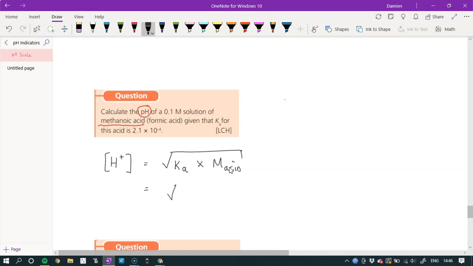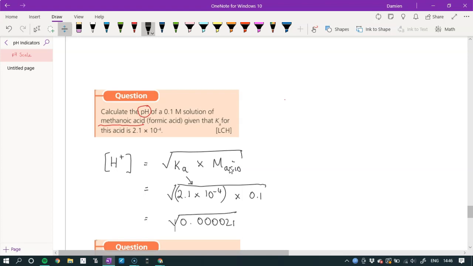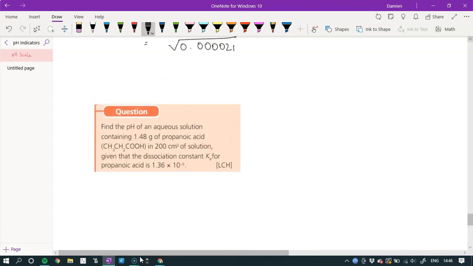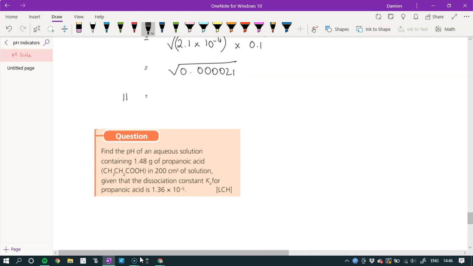So putting that in, we've got the square root of 2.1 multiplied by 10 to the minus 4. So that there is Ka. And then we're going to multiply it by the molarity of the acid, which is 0.1 according to this question. And then you put that into your calculator and you're going to get 0.00021. And then you work out the square root of that, which will give you your H plus. So that means your hydrogen ion concentration is going to be equal to 0.0046. I'm working it out here on my calculator.